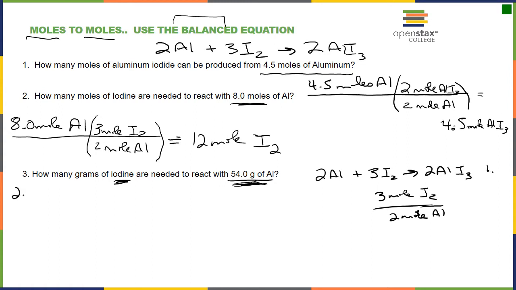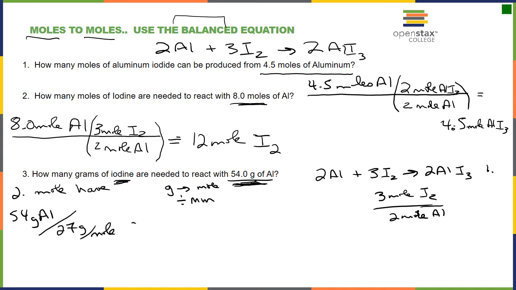Step 2, moles of what you have. Well, what we have is aluminum. So if I have 54 grams of aluminum, if I want to go from grams into moles, I'm going to divide by the molar mass. So 54 grams divided by 27 grams per mole is going to give us 2 moles of aluminum.